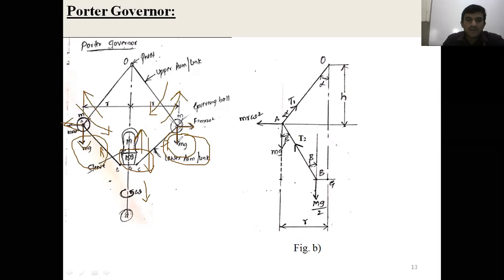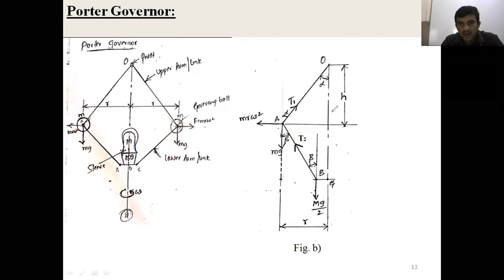What type of weight is here? Gravity control. This weight acts vertically downward due to gravitational force. That's why it is a gravity controlled type governor. Our aim is to determine the height and speed of the governor. Now we'll consider only the left side portion of the governor that we draw here.